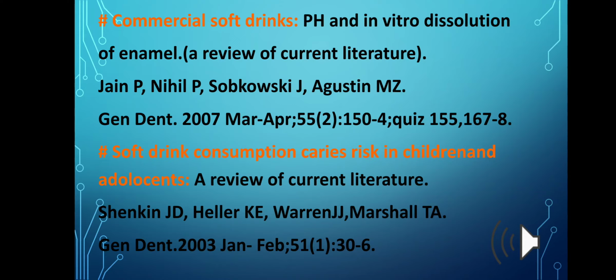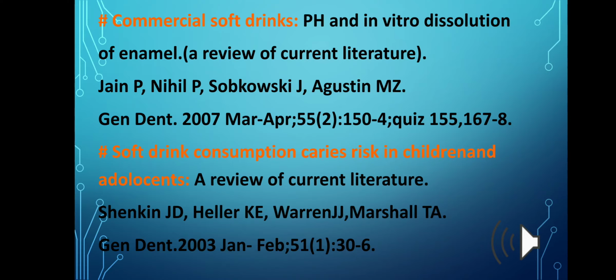Prolonged exposure to soft drinks can lead to significant enamel loss. Non-cola drinks are more erosive than cola drinks. Sugared versions of cola and non-cola drinks proved to be more erosive than their diet counterparts. The erosive potential of the soft drinks was not related to their pH value. The review was studied by Poonam Jain et al., General Dentistry, 2007, March to April.